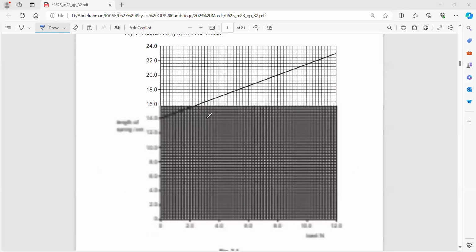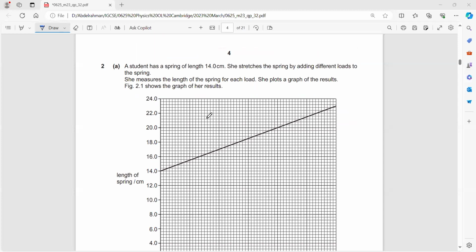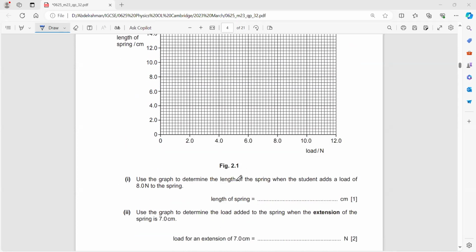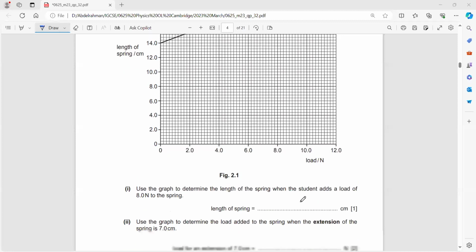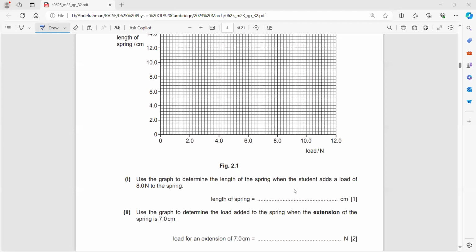Okay, so I have a spring. The length of the spring is 14 centimeters. She stretches the spring by adding different loads. Use the graph to determine the length of the spring when the student adds a load of 8 newtons. Someone said 20. How do I find this 20 centimeters? What do I do? 8 newtons, guys. What should I do with the 8 newtons?